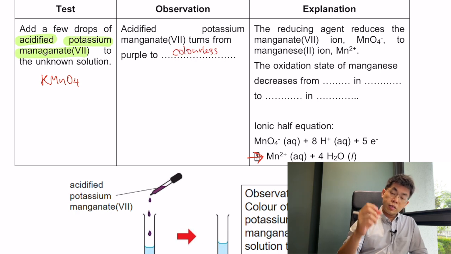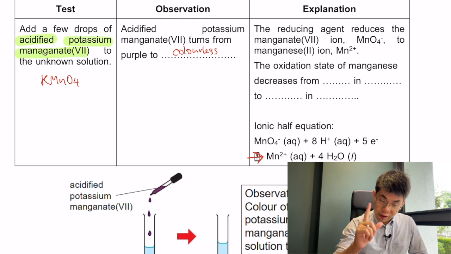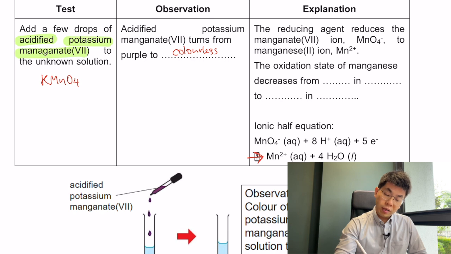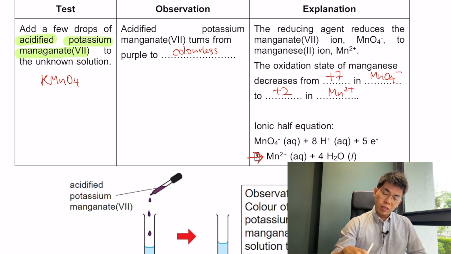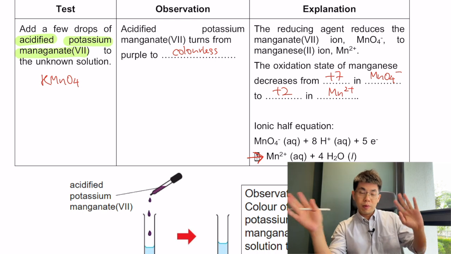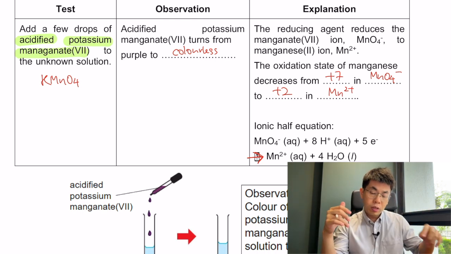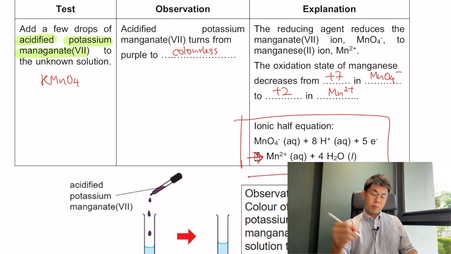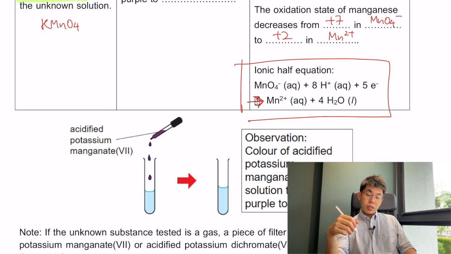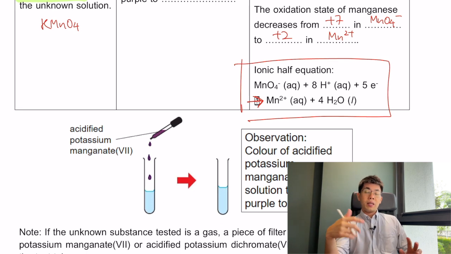And the reason for it is that the reducing agent reduces the manganate(VII) to manganese(II). So the oxidation state of manganese decreased from +7 in the manganate MnO4 minus to +2 in Mn2+. So this is an equation here. This equation you don't need to remember, but this is one of the more common ones. So please go and remember the observation. The equation here you don't need to remember. Again, if you want to see how the reaction looks like, please do scan and then watch the video.